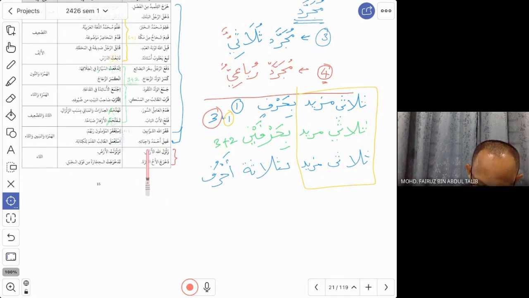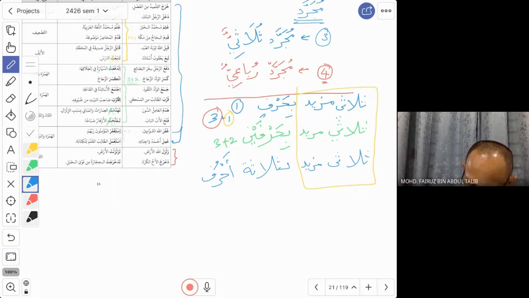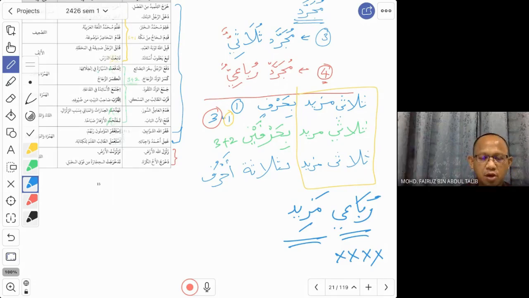But here we have this 4-letter fi'l. In mujarrad, we say you have sulasi mujarrad and you have rubai mujarrad. What about mazid? Do we have rubai as well? Yes. For the mazid, not only do we have sulasi, we also have rubai. You can call it rubai mazid or mazid rubai. So what is rubai mazid? Rubai means the original huruf are 4 huruf. Plus, how many letters do you add?